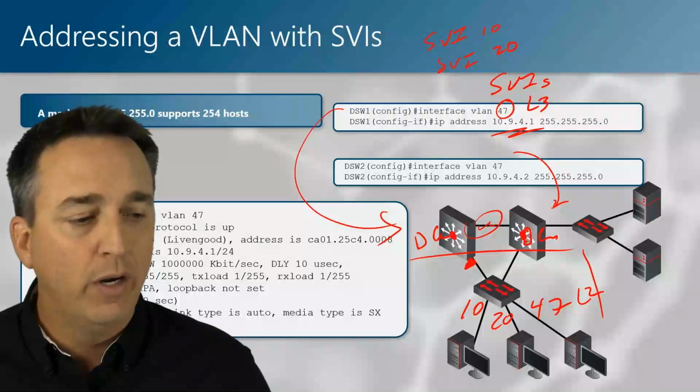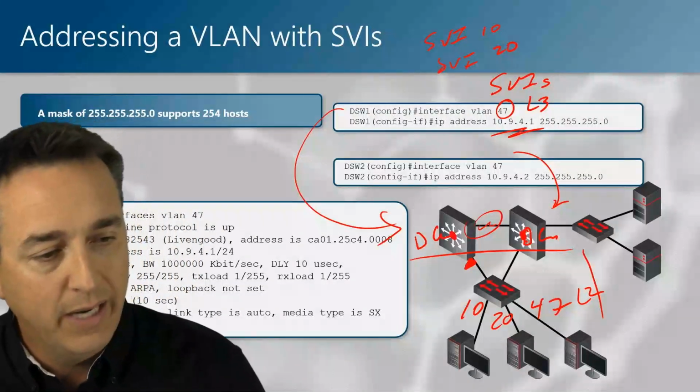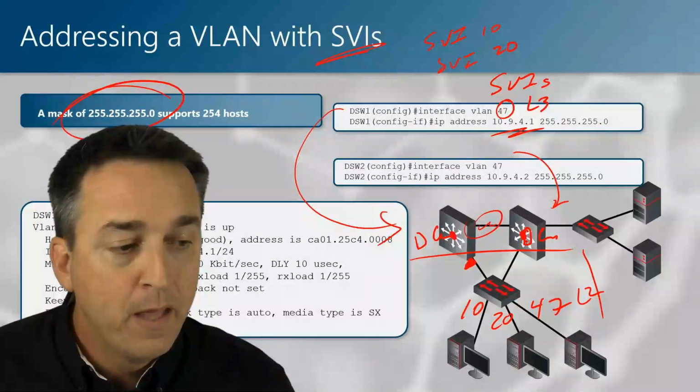I do the same thing for VLAN 20, and I'd use different IP addressing, obviously, different subnet, different VLAN, different broadcast domain. But again, when you're using SVIs on your multi-layer switches, typically you're going to use a /24 network for that.